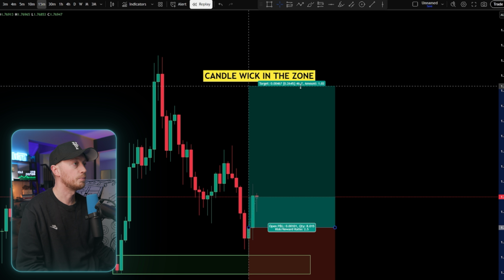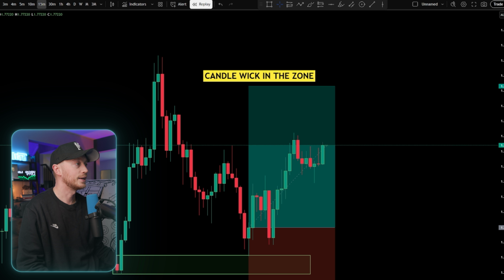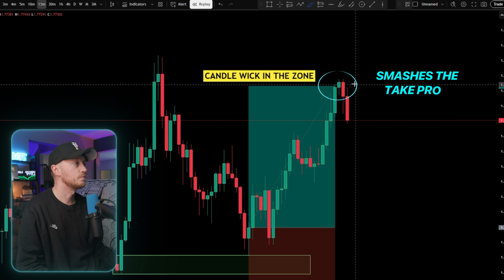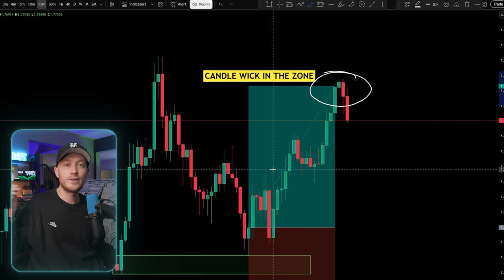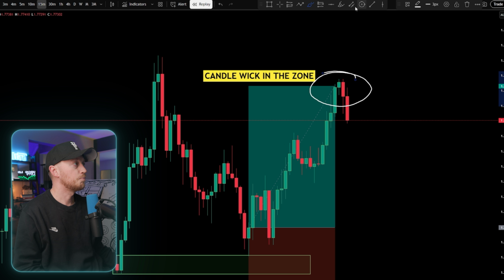I'll just target the top here. Why not? Let this thing play out. Touches that level again, and eventually comes and smashes my take profit. And if you're not sure about these trades, you can always take partials, right?